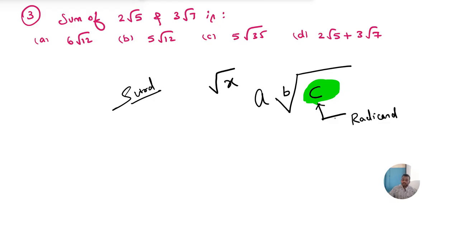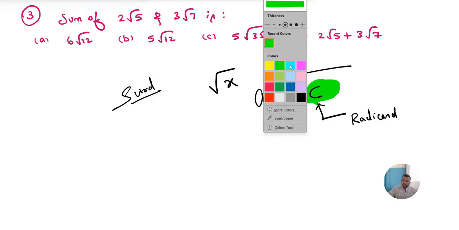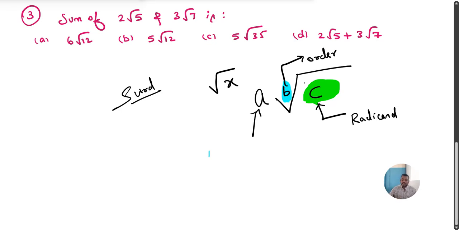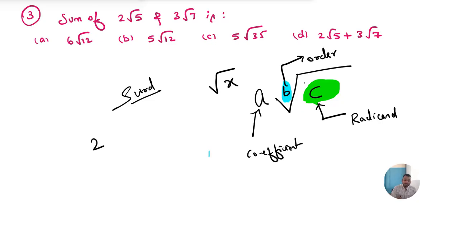Now, in between, in this gap, we have B. I have written the letter B. So this B is known as the order. And outside we have a letter A, before the root. This we call the coefficient. Whenever I write 2 cube root of 5, what does it mean? 3 is the order, 5 is the radicand, 2 is the coefficient.